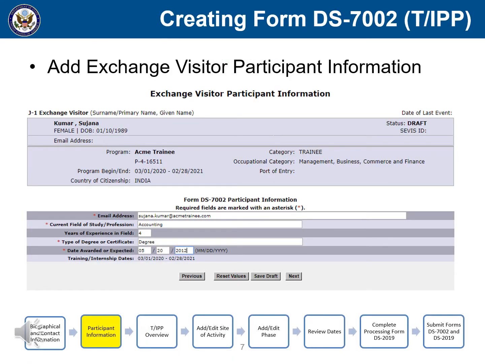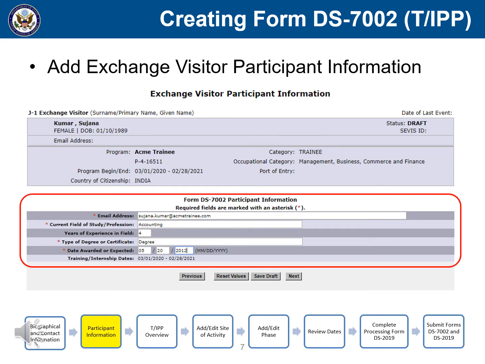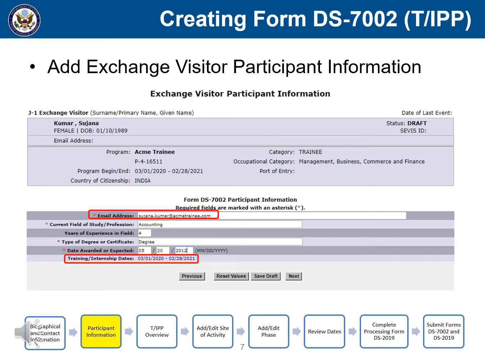The Exchange Visitor Participant Information page contains the Form DS-7002 Participant Information block. The email address and program dates are displayed as entered on the previous page. The user must enter additional information about the participant. Clicking the Next button opens the TIPP overview page, which is the main page for managing TIPP information.